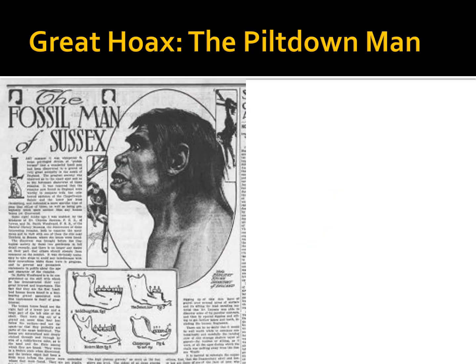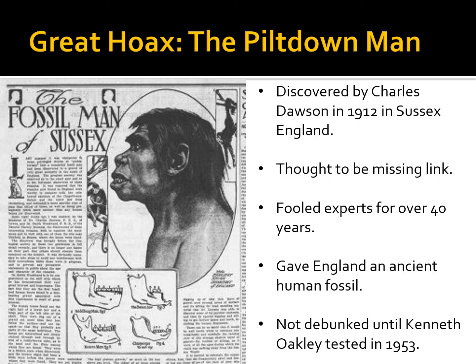Looks like I misspoke earlier. I guess we're going to talk about Piltdown Man now. It was discovered by Charles Dawson in 1912 in Sussex, England. It was originally thought to be a missing link between ape and man. It fooled experts for over 40 years, right? And it gave England an ancient human fossil, right? And that's why Charles Dawson, as well as some of the other experts of the time, fought so vehemently to hold on to the idea, even after Kenneth Oakley debunked it in 1953, right?